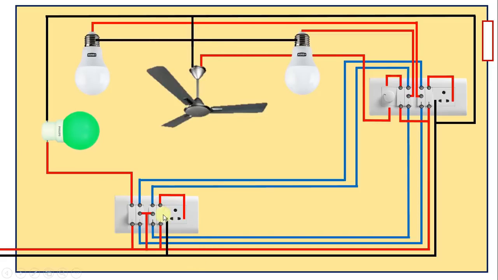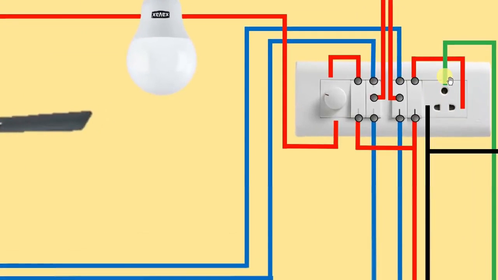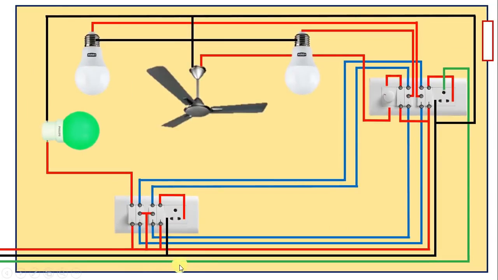Now in this socket you can see a bigger pin is there. With this bigger pin you have to connect earthing wire. So for this, take the earthing wire and first of all to this switchboard here, in this switchboard with bigger pin, with this pin connect earthing wire. Similarly loop a wire from this wire and in this switchboard with earthing pin connect this earthing wire.